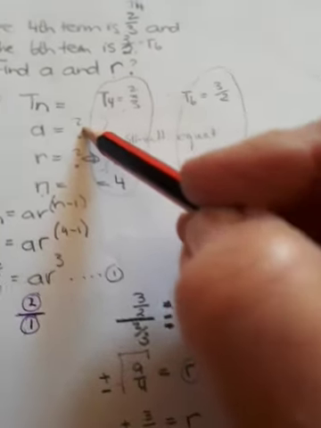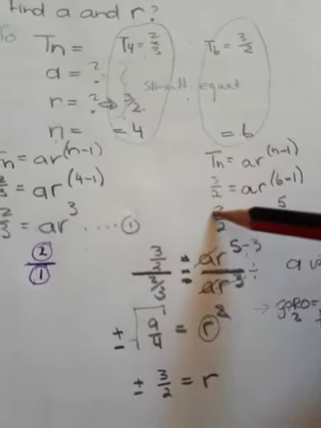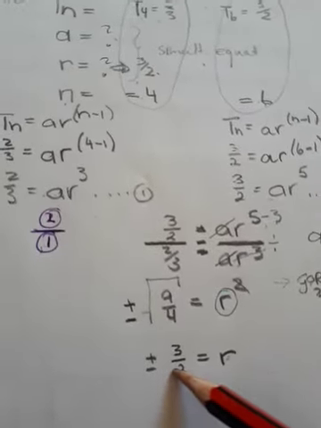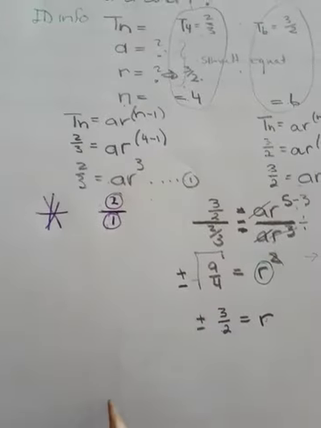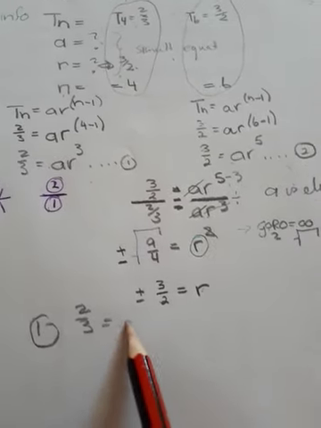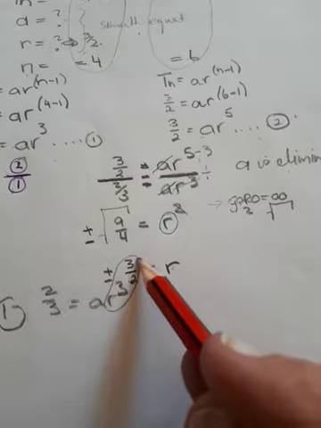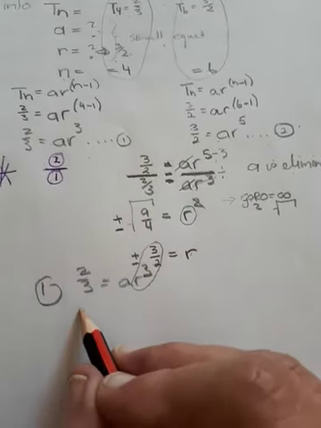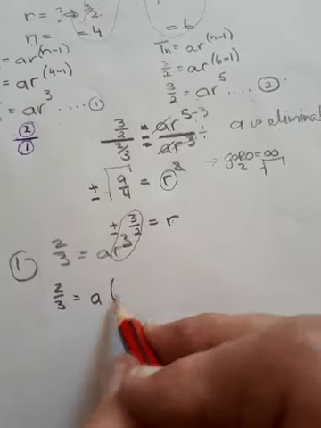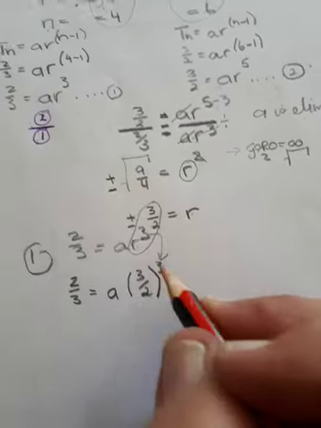Now that we will do in the same way as we did for simultaneous equations. We are just going to take one of our equations and we are now going to substitute our answer for r into that equation. So I'm going to use equation 1, which reads 2/3 equals ar cubed. Okay. Now I will substitute the value of 3/2 into the place of r. So this becomes 2/3 equals a. Now instead of r, I'm going to write 3/2, and don't forget this needs to be cubed.